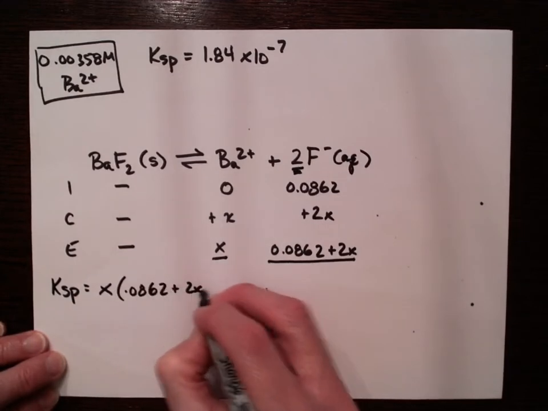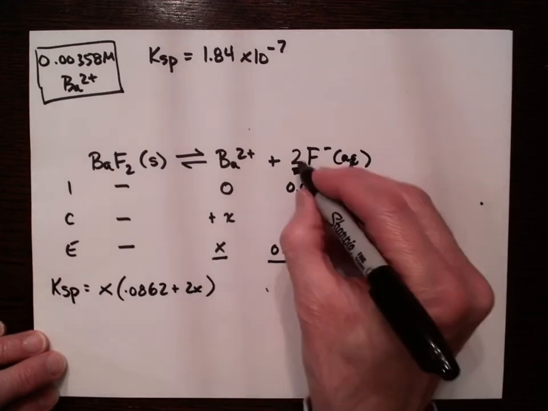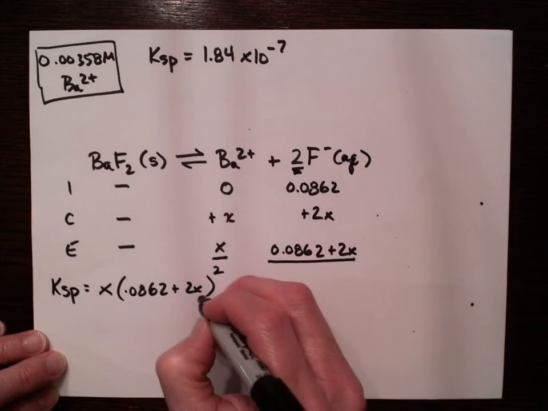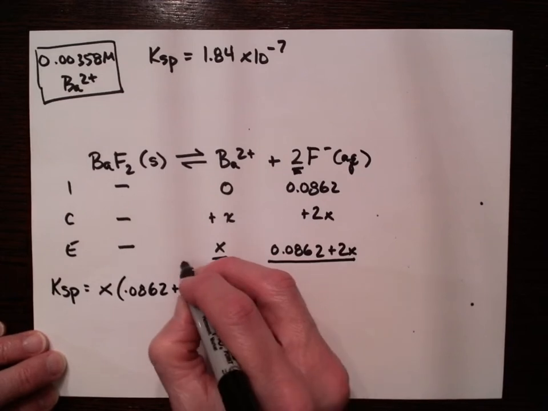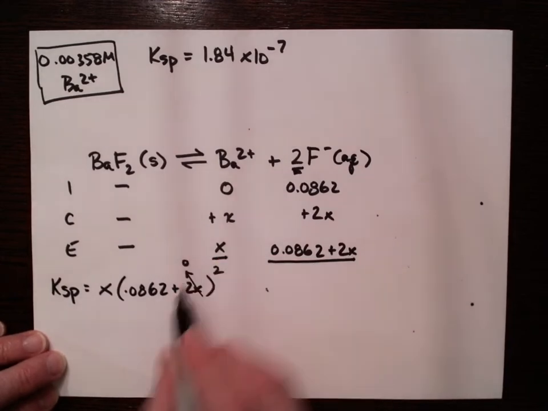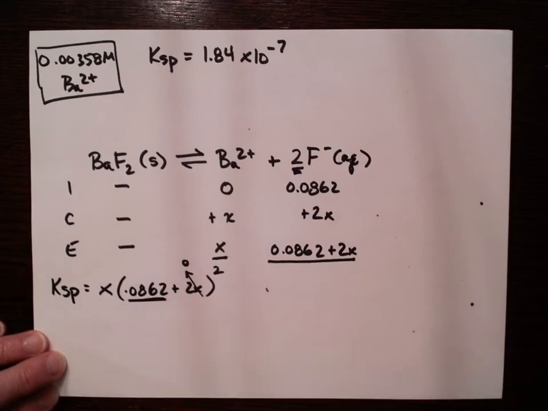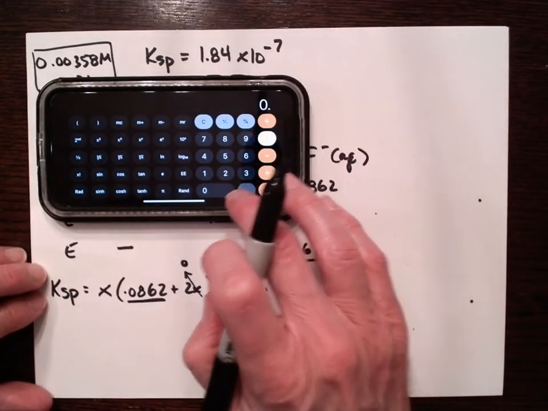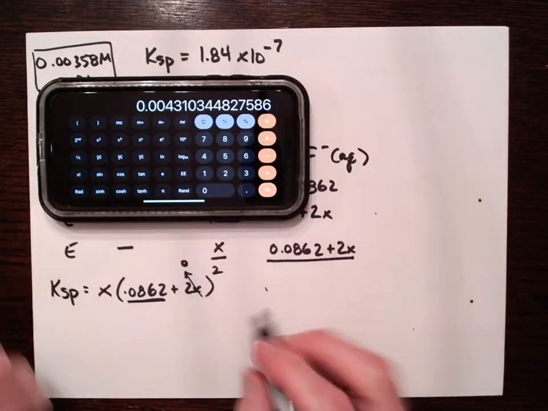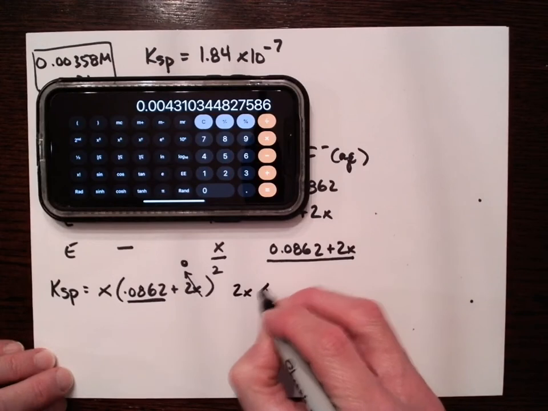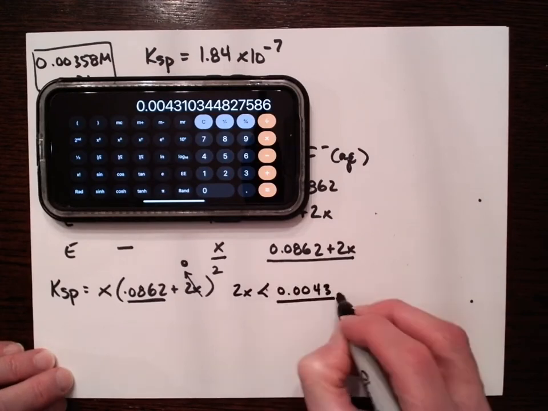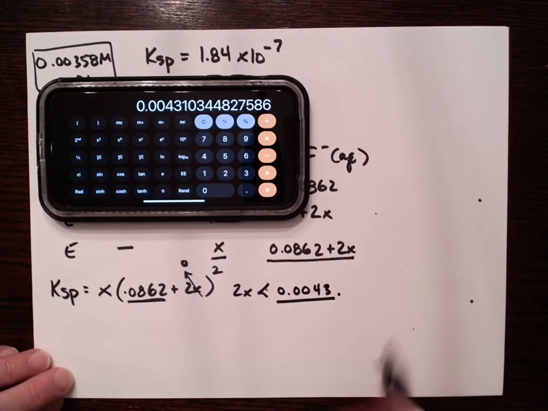0.0862 plus 2X. Oh, I got to square it. We're going to try to make the math a little easier on us here. We're going to say, you know what, 2X is going to be smaller than 5% of this. What is 5% of that? I've already got 0.0862. Let's multiply by 0.05. So 2X is going to need to be less than 0.0043, where we've got a much tougher calculation to do.